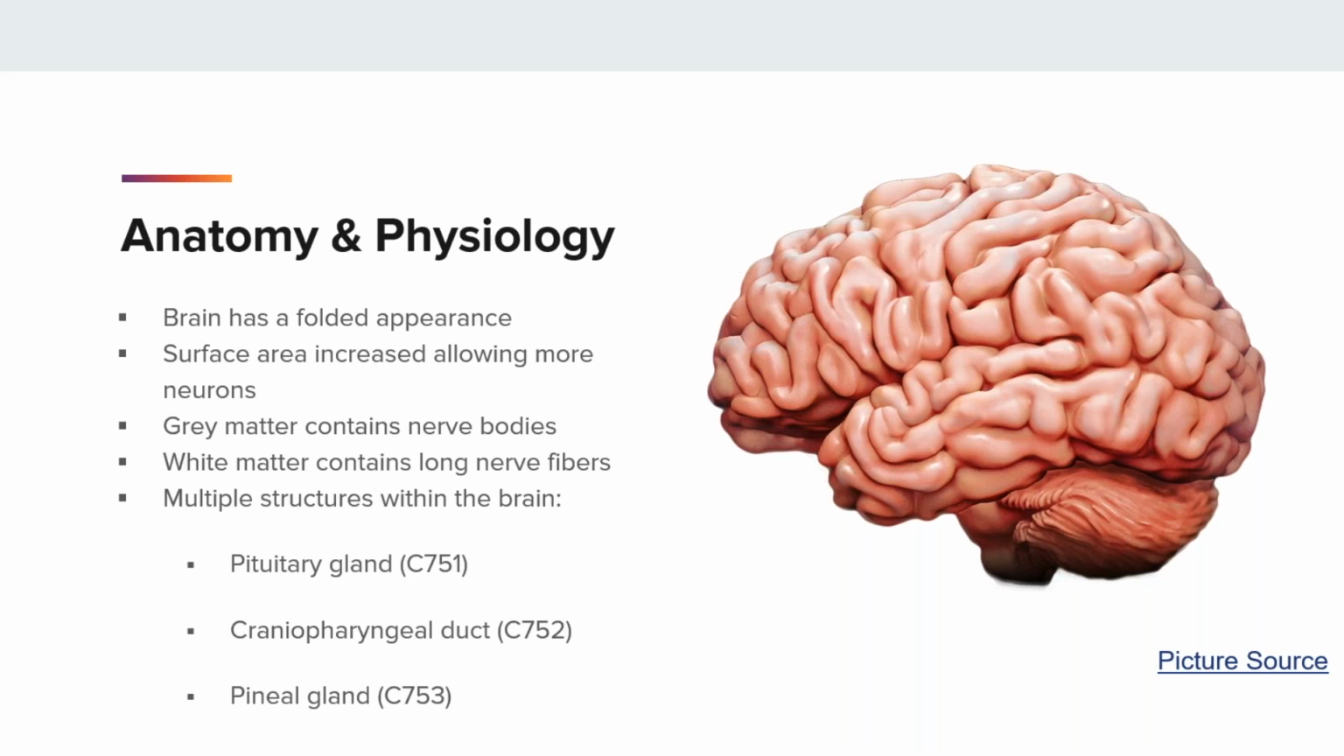Multiple structures lie within the brain that aren't visible from the outside, such as the pituitary gland, the craniopharyngeal duct, and the pineal gland. So as abstractors, it's important to know that these structures are not considered part of the lobes of the brain, but have their own site codes. For example, the pituitary gland is coded to C75.1.